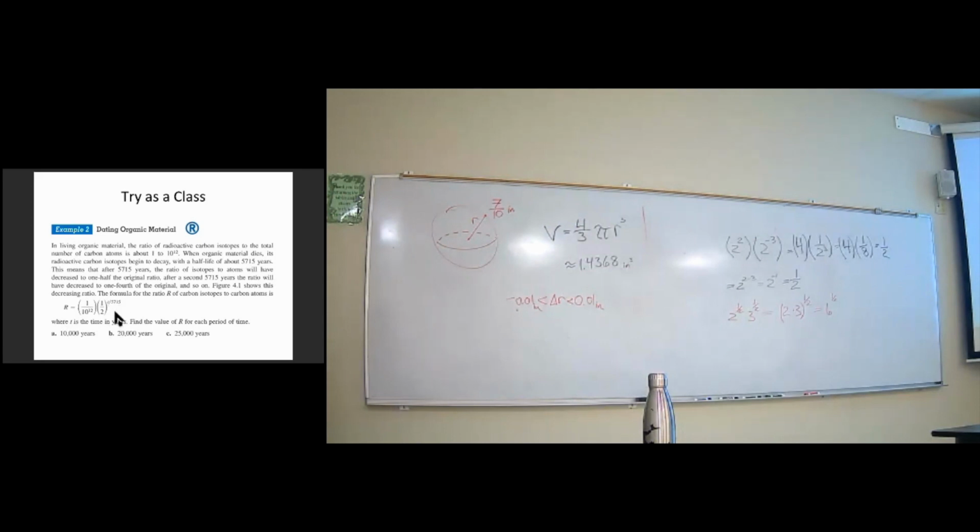And this value 5,715 is the half-life. This is how long it takes for half of the isotopes to decay. So if you have 1 gram of carbon-12, it takes 5,715 years for half of it to decay, so that you only have half a gram of that original isotope.